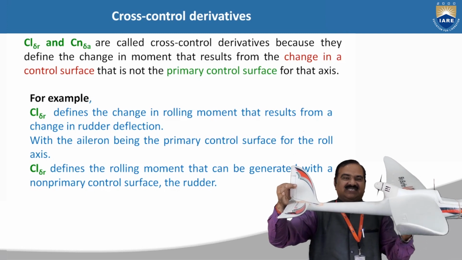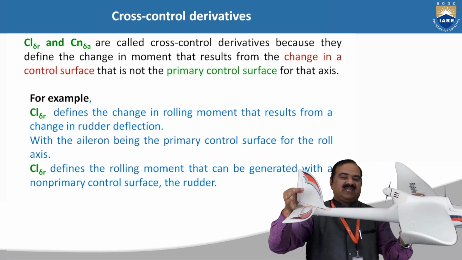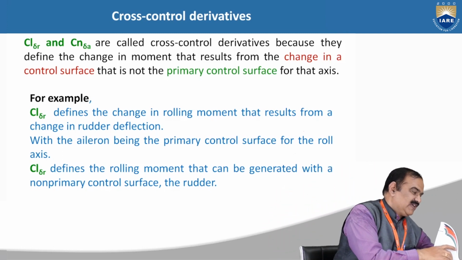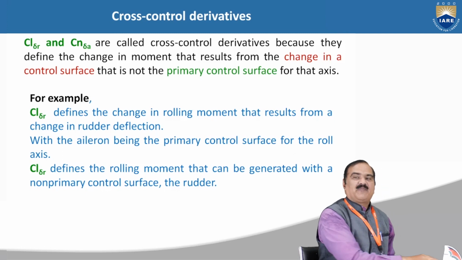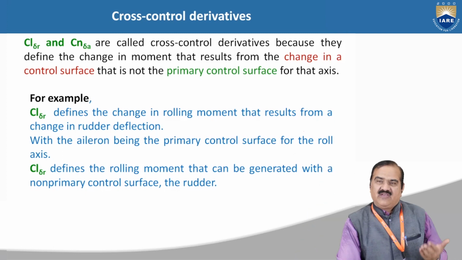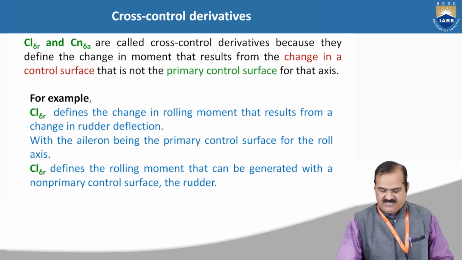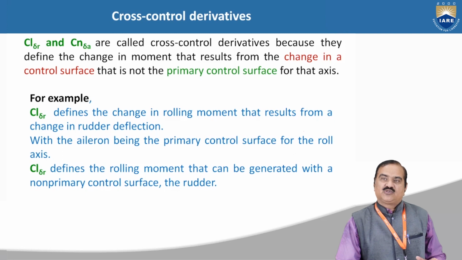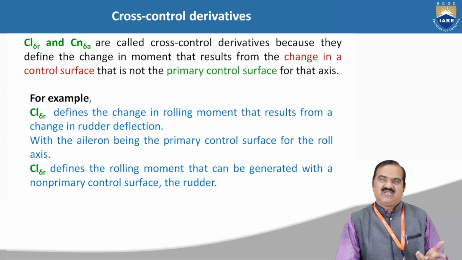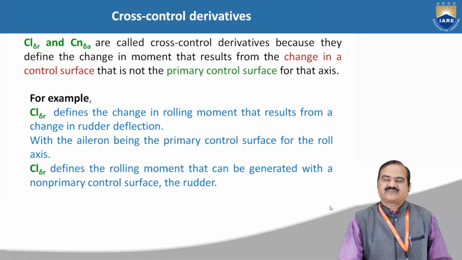So Cl delta R defines the rolling moment that can be generated with non-primary control surfaces. It means if the rudder is not there, you can operate the aircraft with the help of the aileron. Or if ailerons are not there, you can use the rudder to operate the aircraft. So both are complementary. So they are called the cross control. It means rudder and aileron each can be deflected and their results can be achieved.